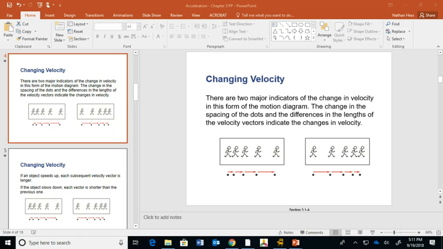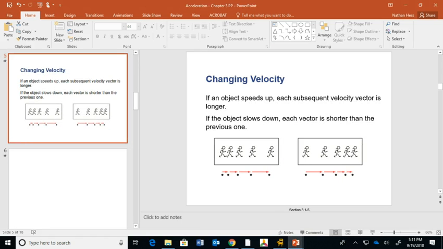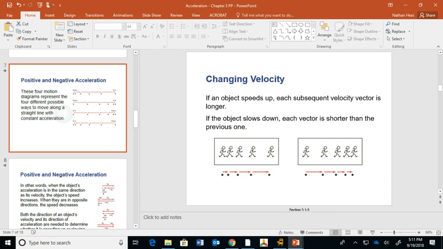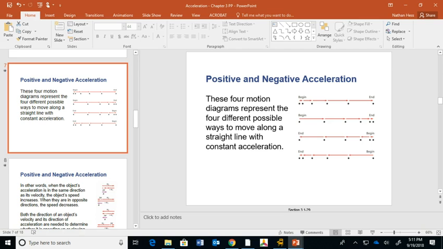Again, velocity changes with acceleration. If it speeds up, the vector gets longer. As it slows down, the vector gets shorter. Somehow I lost a slide there. Let's move on and look at these vectors.